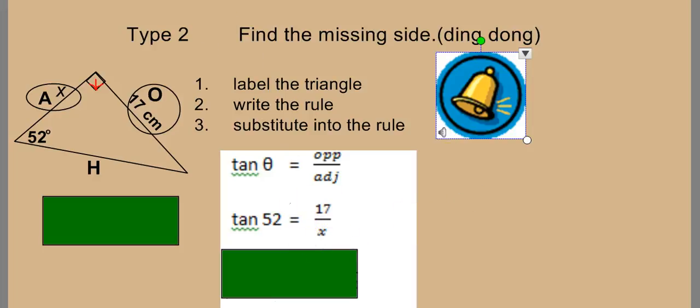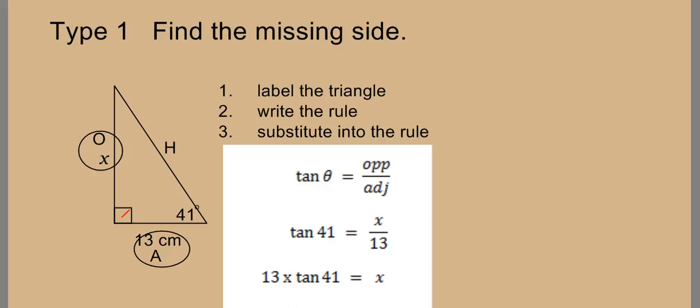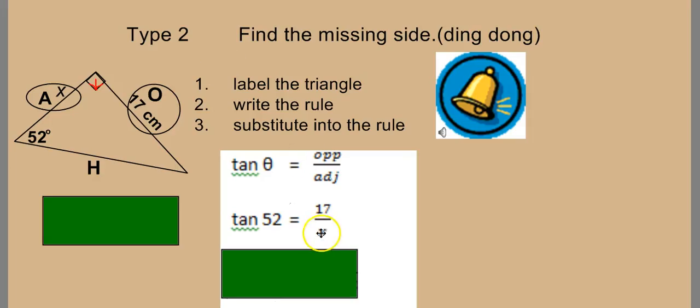This is the difference. Let's flick back to type 1. When we substituted into the type 1 question, the X was on the top and the 13 was on the bottom, and that allowed us to go ahead and solve the problem. But now the X is on the bottom and the 17 is on the top. And that's what I mean by ding dong. As soon as you see that X on the bottom, that tells you, sit up and pay attention. We're doing something different this time. We're not taking the 17 onto the other side like we did with type 1. This time we have to do something different.